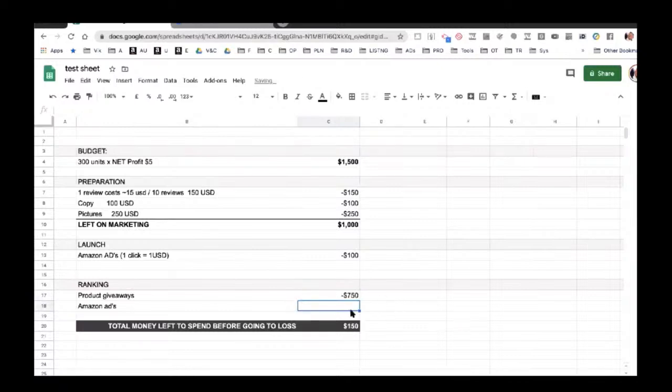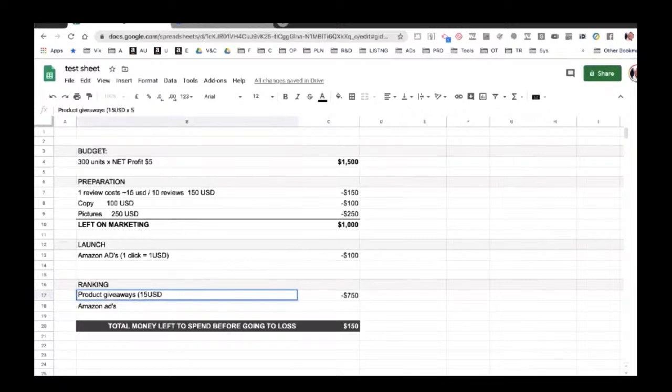You see, now if I do the heavy giveaway, let me write here: $15 is the selling price times 50 units. This will cost me $750. So now you see you already have only $150 left.